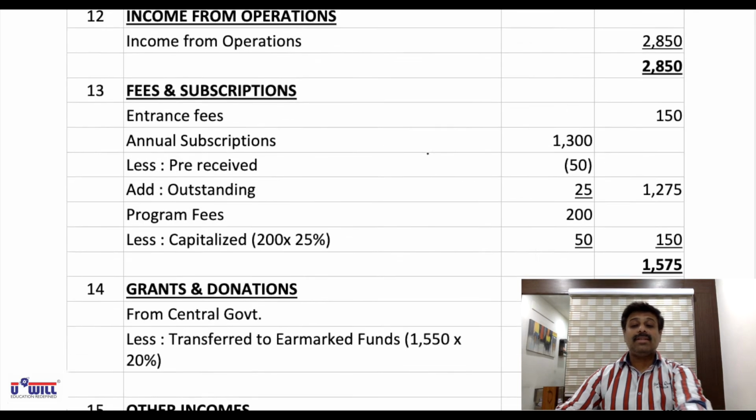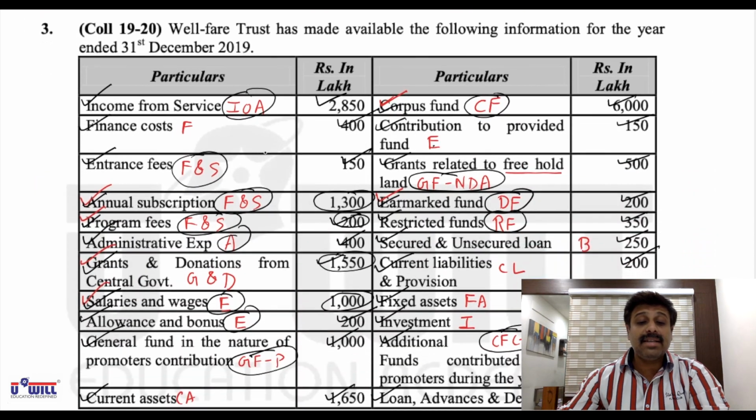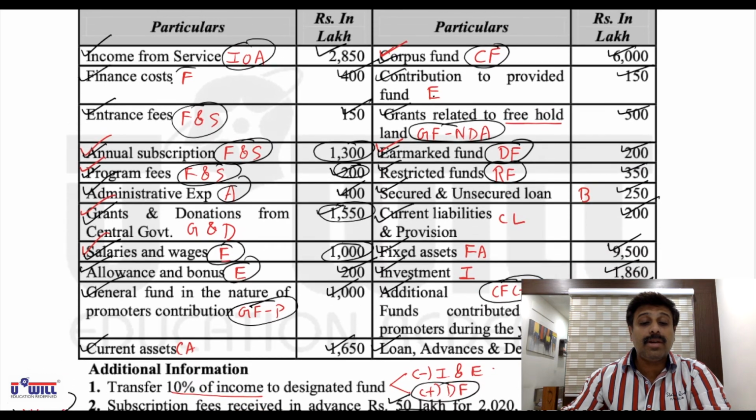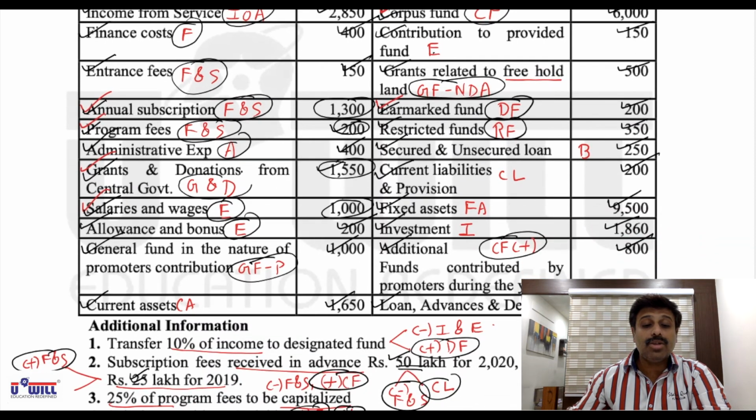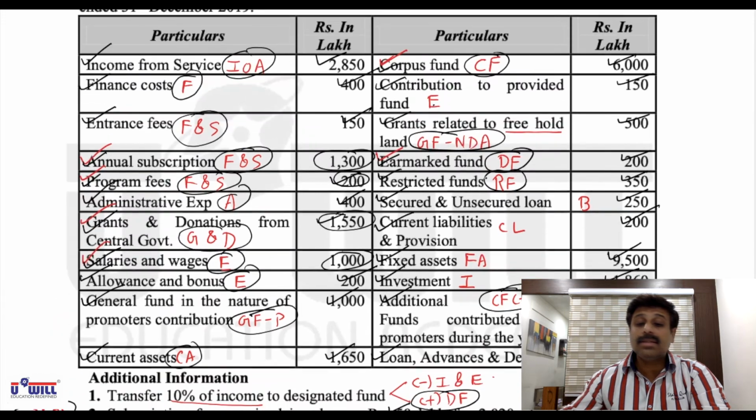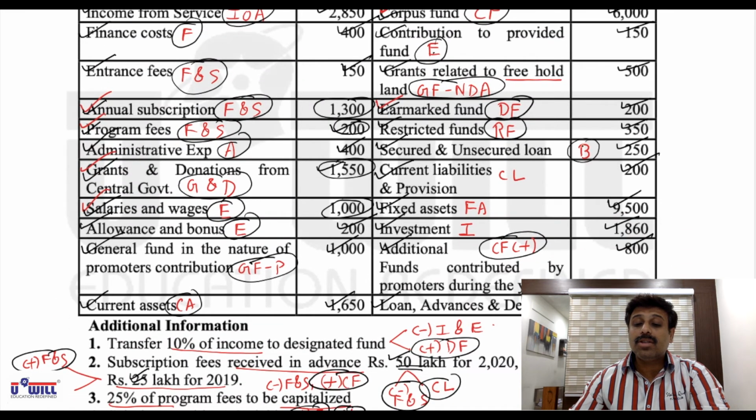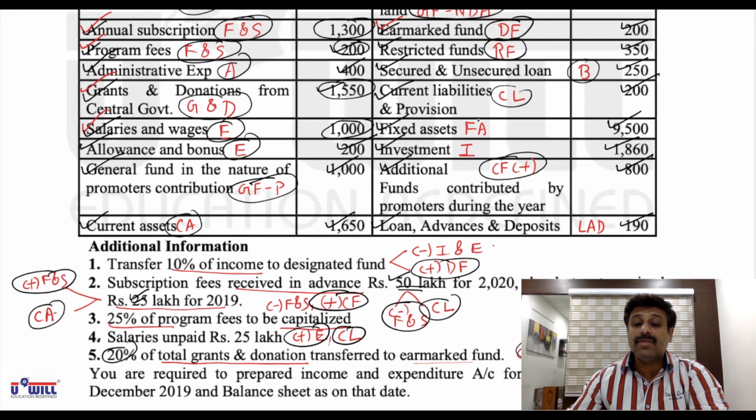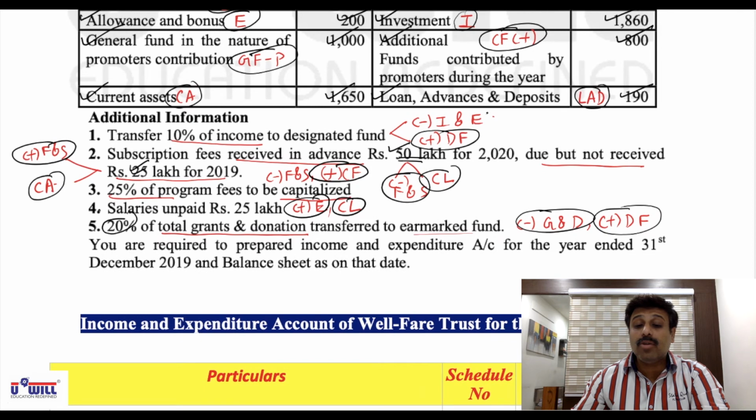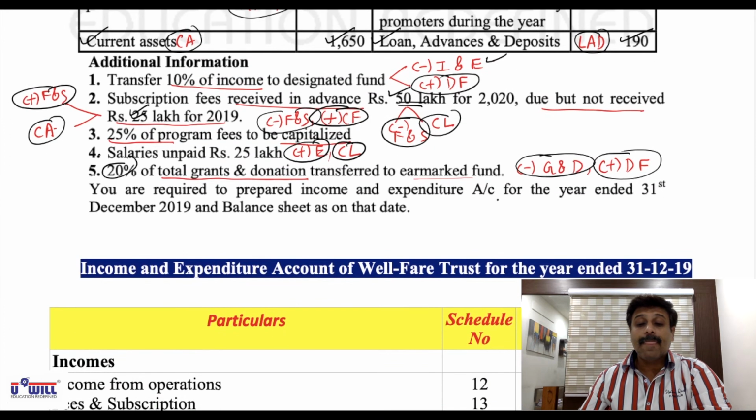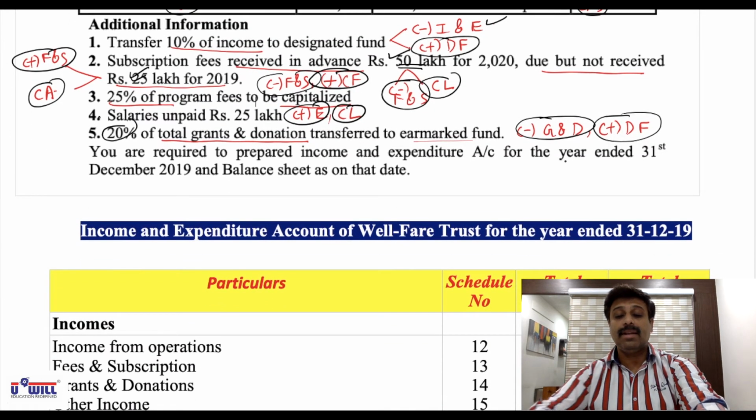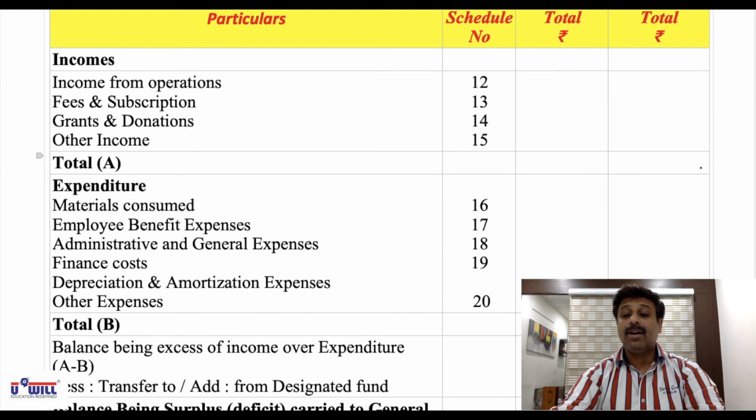Okay, so all the schedules are done. Just let us see if any item is not skipped out. This is covered. Then grants and donation is covered. Current asset is covered. Contribution to PF is covered. Secured, unsecured loans, current liabilities, fixed assets, investments, loans, advances, deposit. This we have to do yet when we make income and expenditure. Okay, this 25 also we have subtracted. All effects have been given, only that income and expenditure one is remaining. So let us make it now.